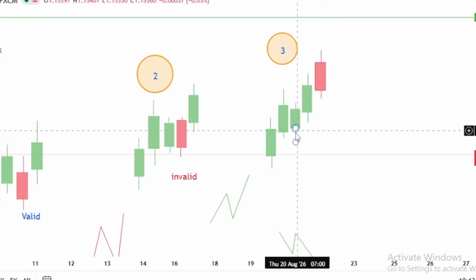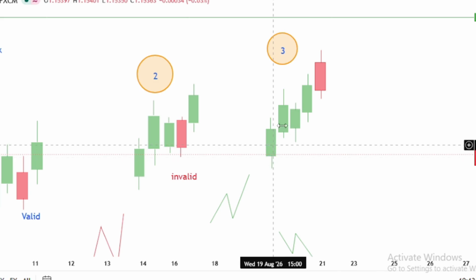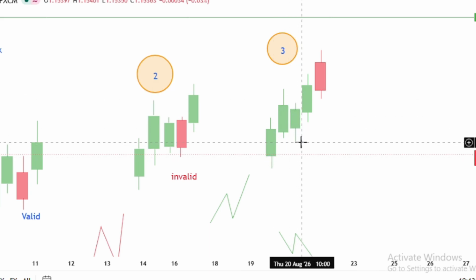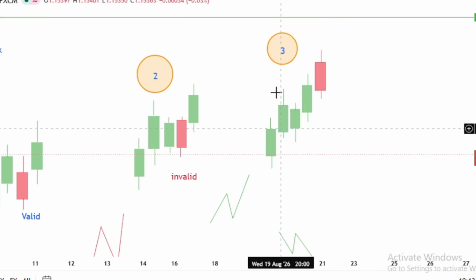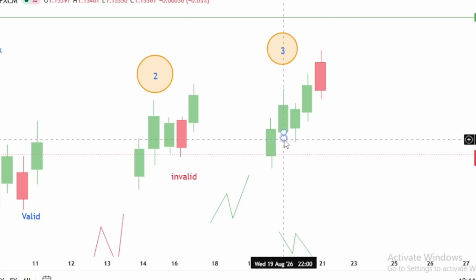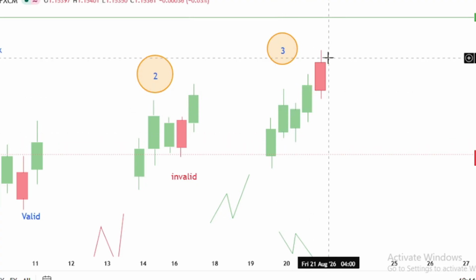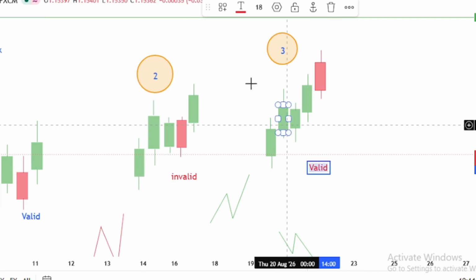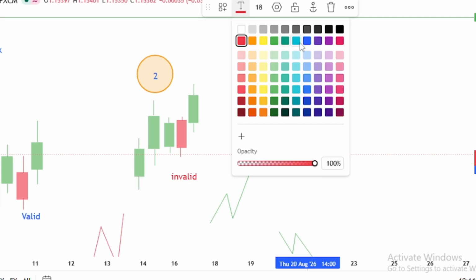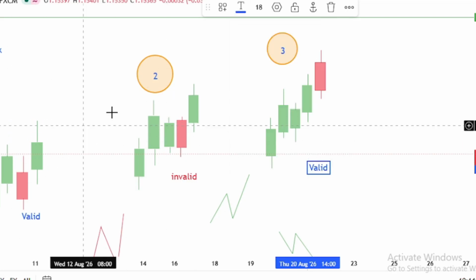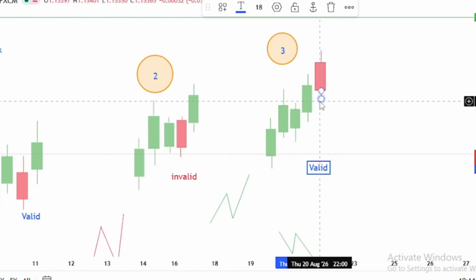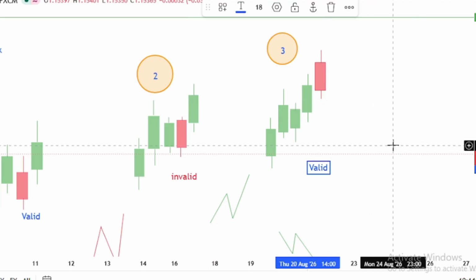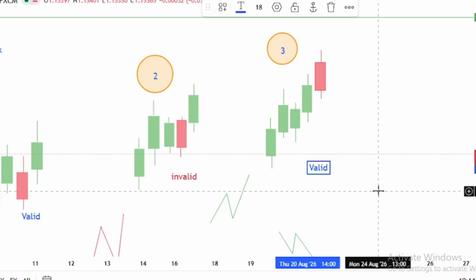As you can see, there is a positive move. There is a pullback that took out the previous candle low before continuation. We also label this as a valid pullback. So this is valid. Change the color to blue. This is valid. This is for the uptrend, for the bullish condition. The next one is the downtrend.